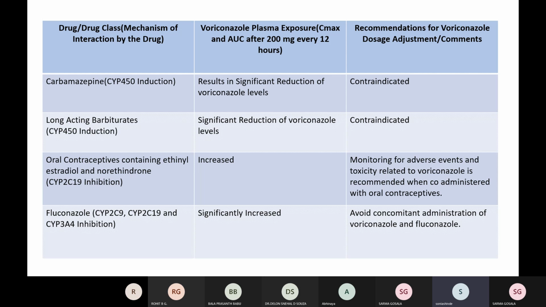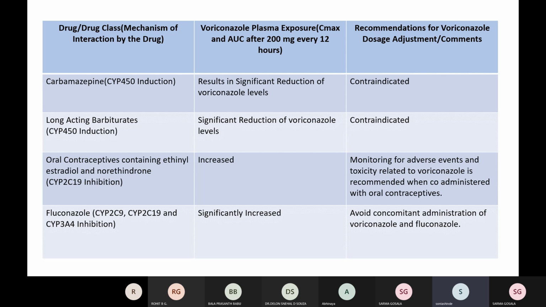Voriconazole levels are increased, so we have to closely monitor the adverse effects and toxicity related to voriconazole. Ideally, patients should avoid taking oral contraceptives when they are on voriconazole therapy, and ideally we should offer them barrier contraception when they are on voriconazole therapy.